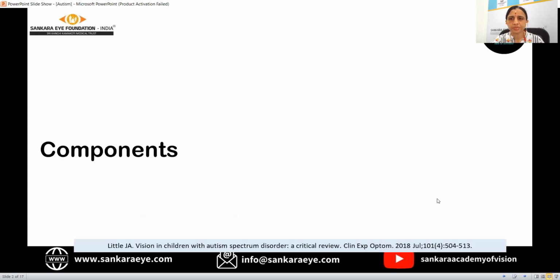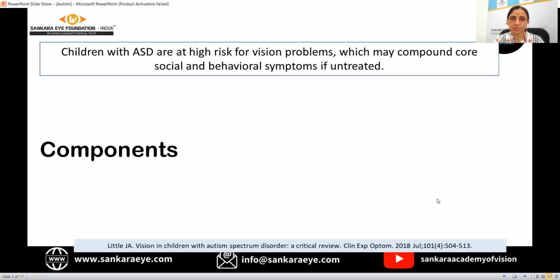Why we're worried about testing vision or knowing visual acuity in children with autistic spectrum disorder is that there are various vision problems noted in ASD children which may compound the social and behavioral symptoms if they go undetected and untreated.